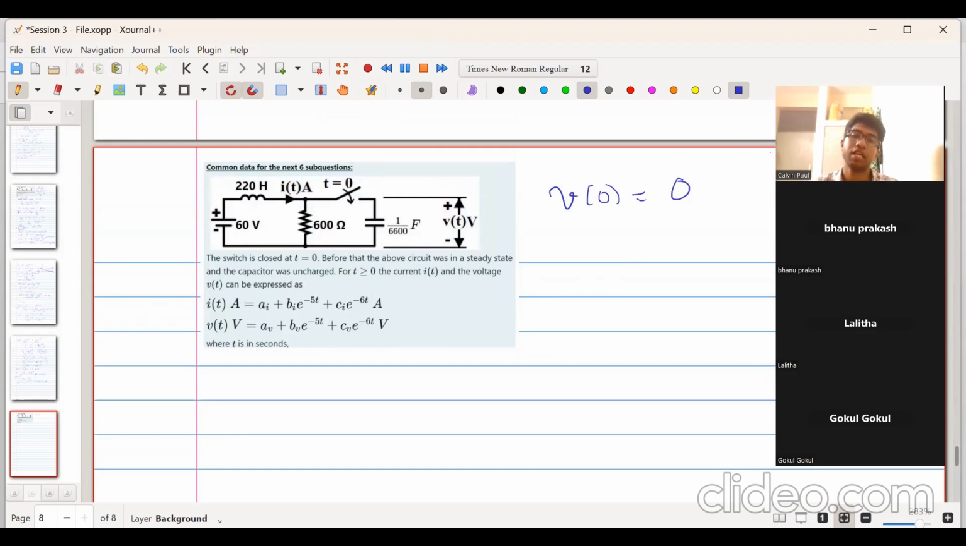And the current, it was in steady state, so the inductor was short circuit. So the current through the inductor will be how much? Before time t equal to 0, what is the current through the inductor? 60 by 600, sir. So this is correct. That is equal to 0.1 ampere. So that is the current through the inductor at time t equal to 0.